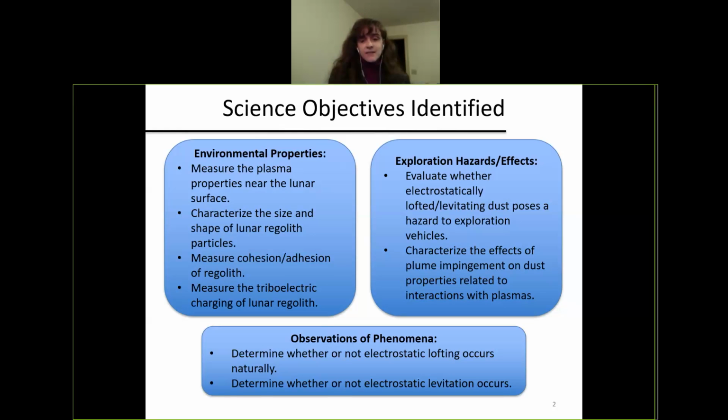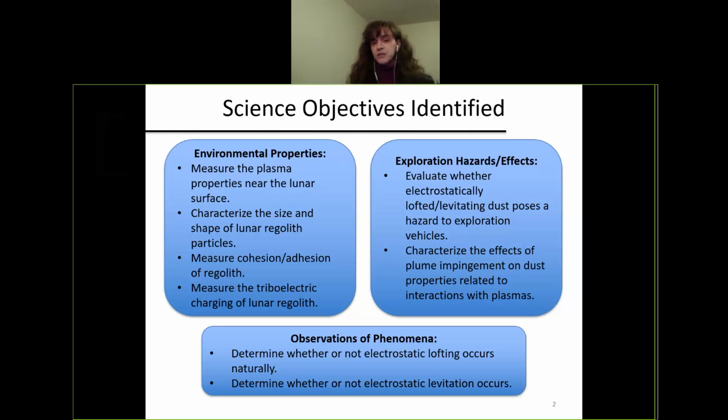Okay, so as the science definition team, we worked together and identified a series of science objectives that we thought could be accomplished on the lunar surface, with varying ranges of technology development needed to achieve these objectives. Some of these objectives can be classified as measurements or observations of environmental properties, such as understanding the plasma properties near the surface, say as a function of altitude above the surface or time of month.